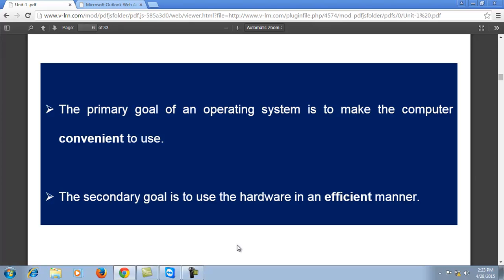The secondary goal is to use the hardware in an efficient manner. First, to make the computer convenient to use, and second, to use the hardware in an efficient manner, not only to make it convenient to use. For efficiency, on a P4 system we can install Windows 8 or Windows Vista, but it will not perform according to our expectation, because the configuration does not support it, or it is not able to perform accordingly.